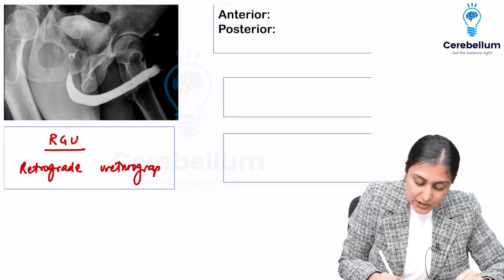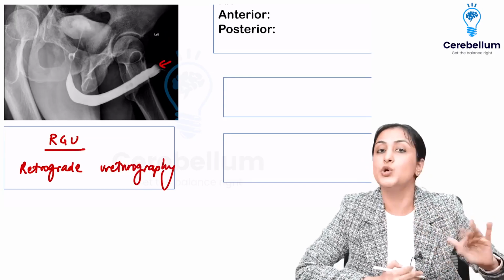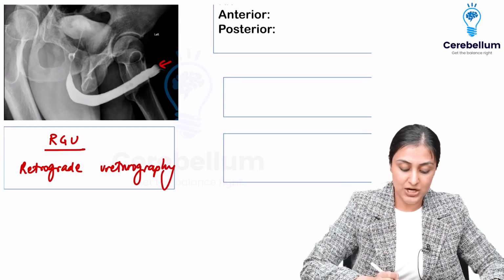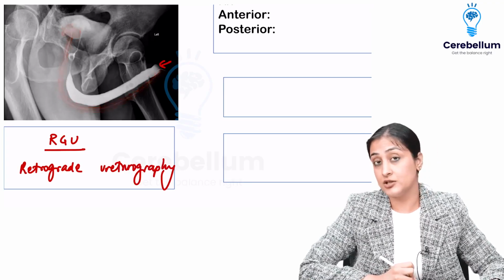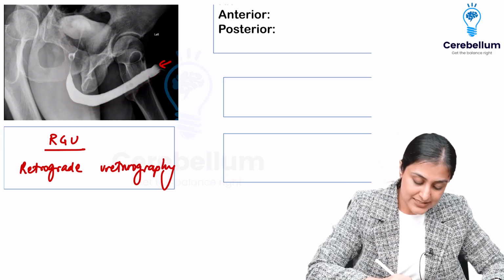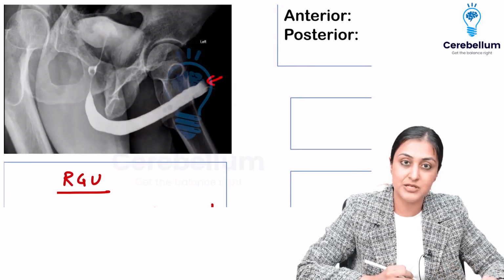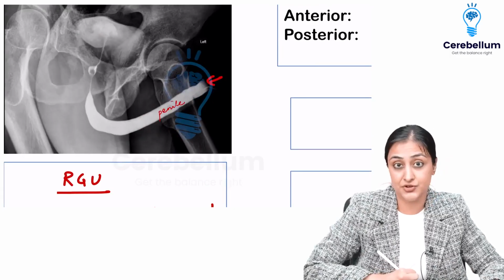So this is where you're going to inject contrast from the meatus. This is where we don't put any Foley's catheter. You're just going to directly inject contrast from the external urethral meatus, and this is going to enter the urethra and the bladder. So you can see this horizontal part here. What must this be? Now you know the anatomy, so you guys will speak with me. This must be the penile urethra.